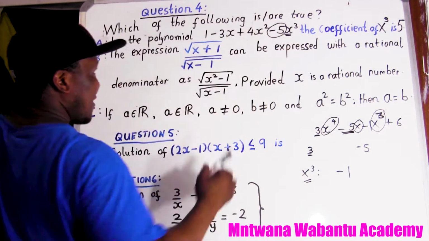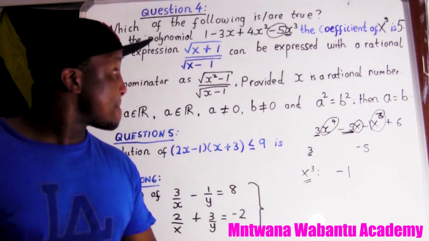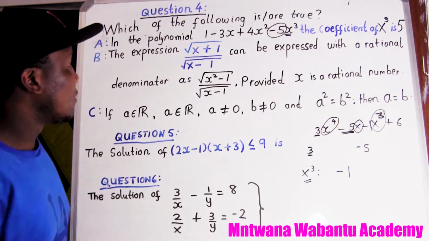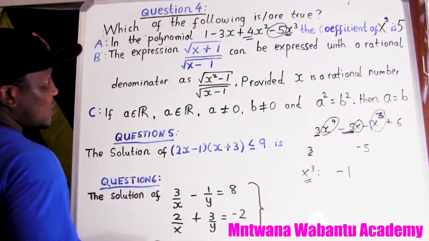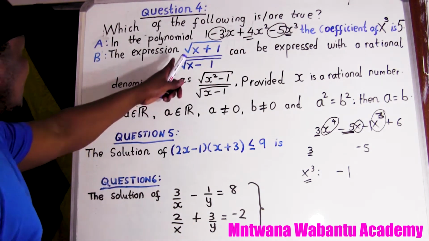It is equal to -5. Let me just ask you a question quick. What is the coefficient of x squared? +4. What is the coefficient of x? -3. So we're done with that. Let's go for the second one.